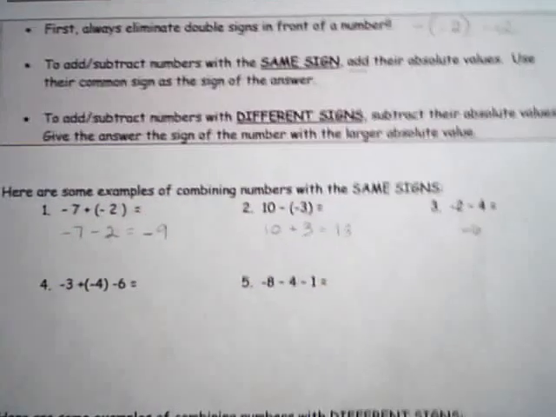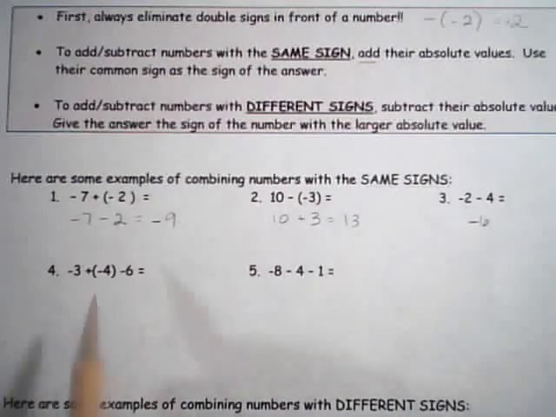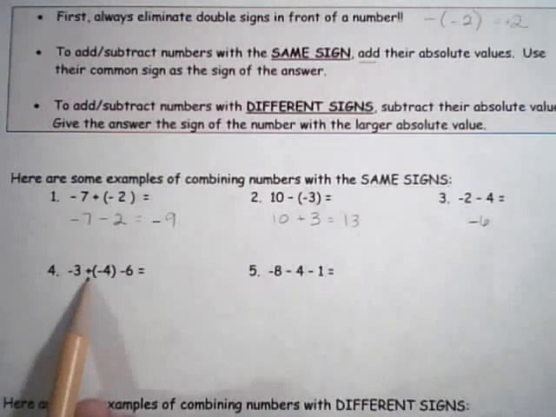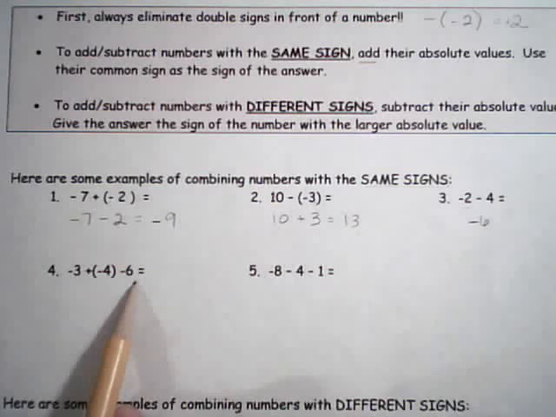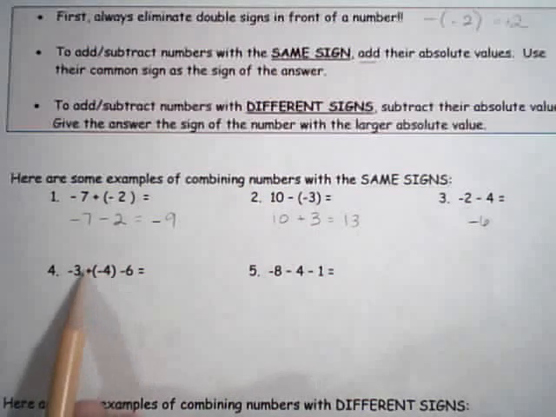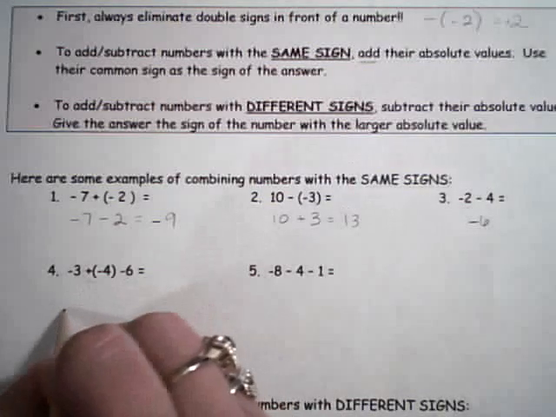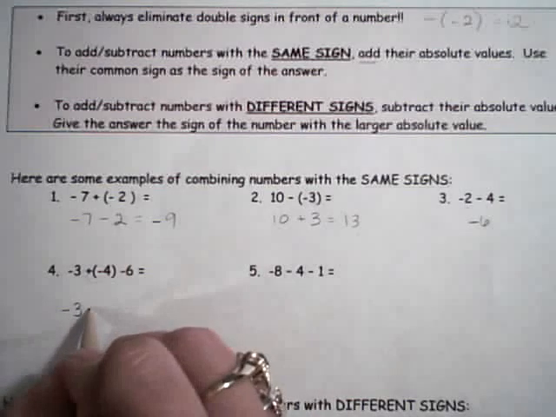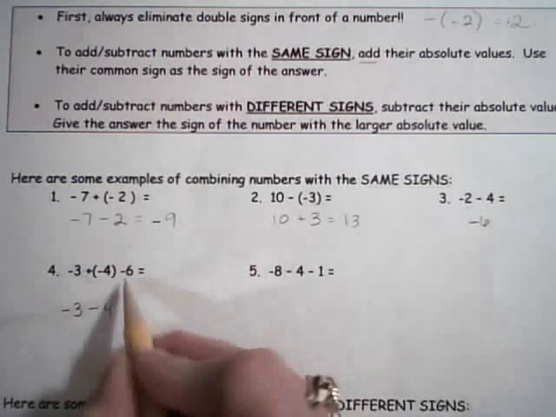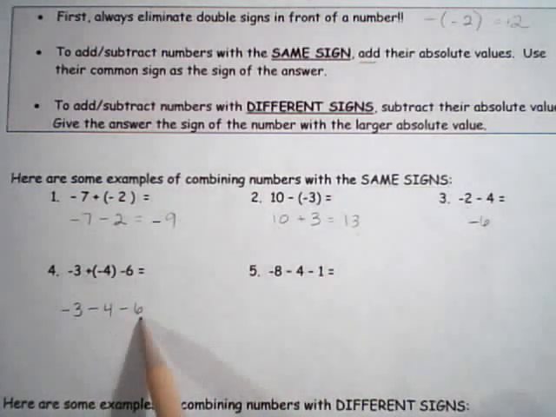We're not always going to have just two numbers in our problems, so let's look at number 4. We have negative 3 plus a negative 4 minus 6. The first thing I'm going to do is get rid of the double signs in front of my number 4. So I'm going to keep negative 3, plus a negative 4 is the same thing as just having a negative 4, and then I have a negative 6. So I have three numbers that I'm combining, and they're all negative.